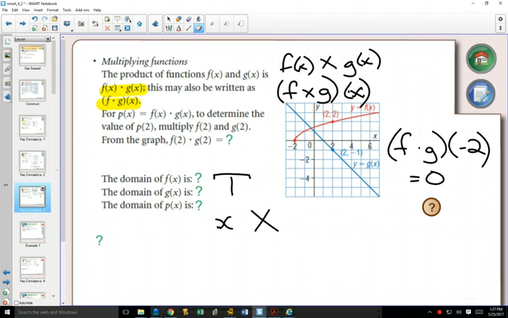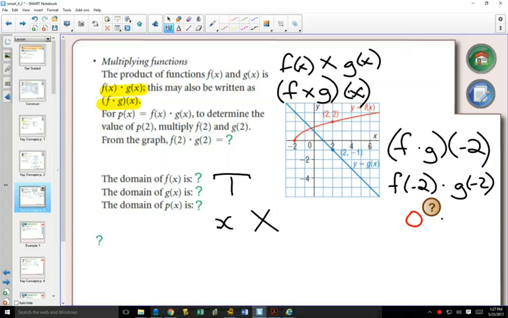Well, what I would do first is whenever you have this notation, change it. Change it to this notation. That's much easier for you. And f of negative 2, that's on our red graph. That's 0. g of negative 2, that's on our blue graph. That's at 3. 0 times 3 is 0. So change the notation into the notation you're more familiar with.